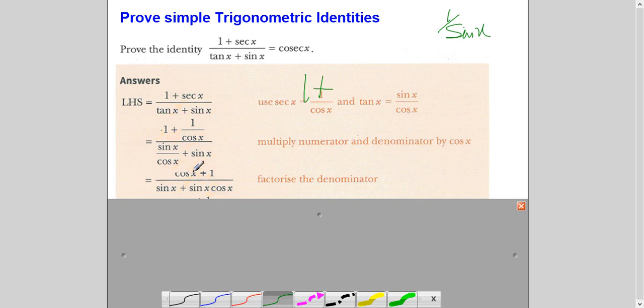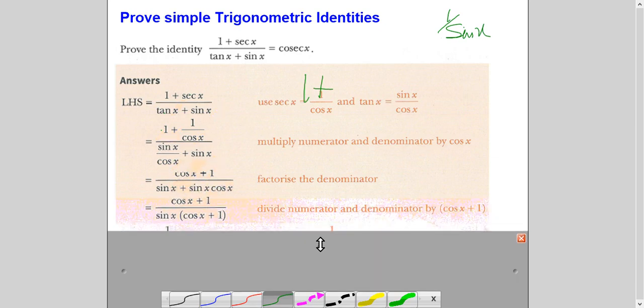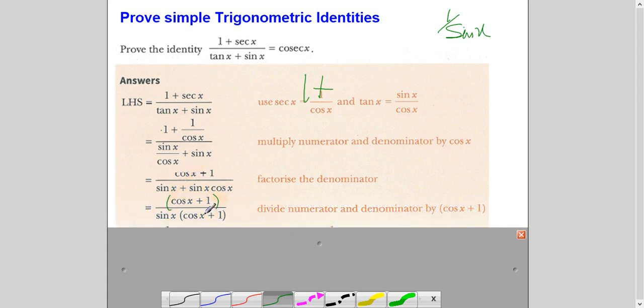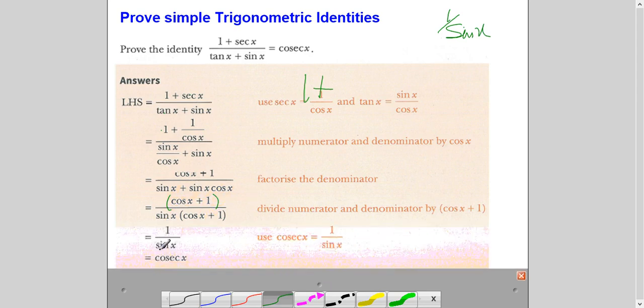Now what comes to your mind? Nothing I can do here. Here I can take sine x common out, factorizing it. After that, cos x plus 1 is the same, so you can cancel it out. It is considered as a single term. And you are left with 1 over sine, which equals cosec x, right?